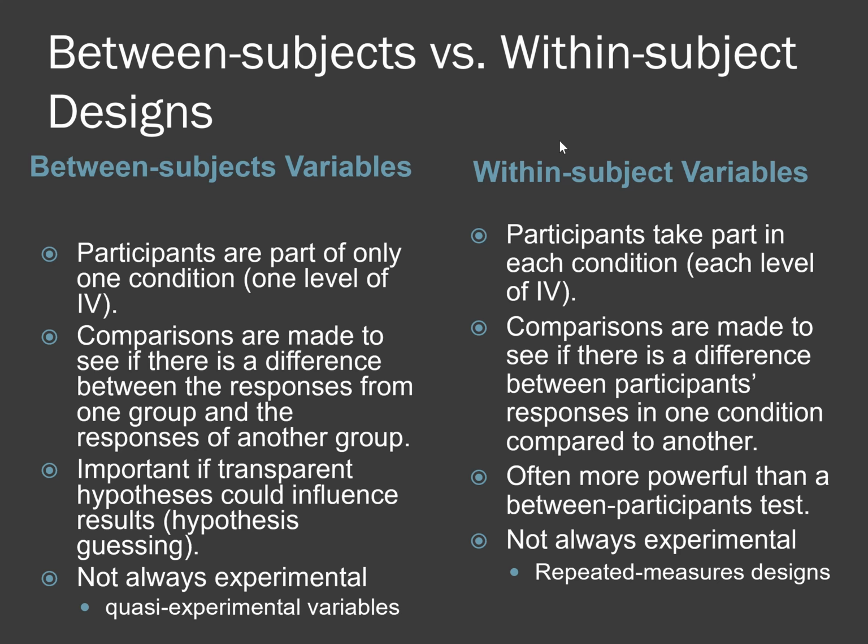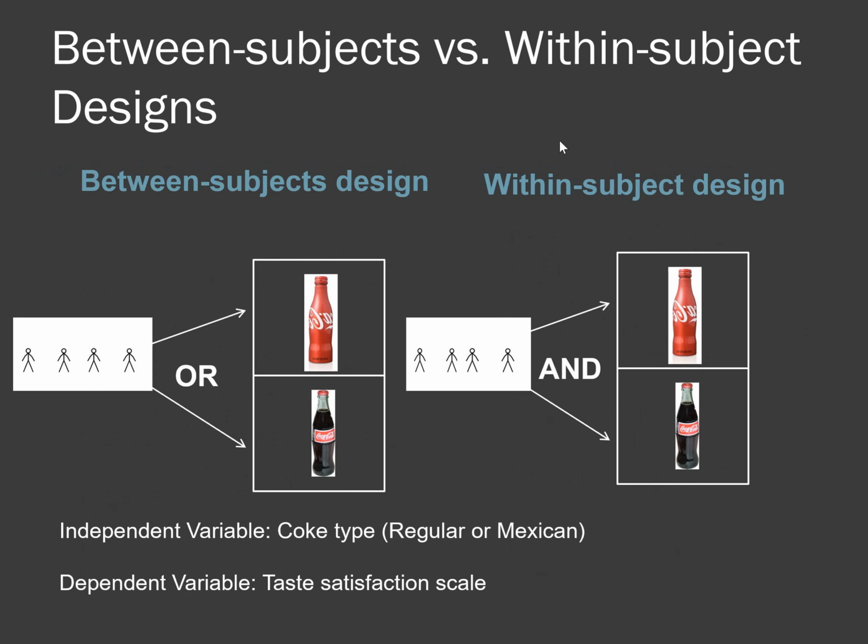Assuming the outcome is interval ratio. So here's kind of a silly example using different types of Coca-Cola. There's Mexican Coca-Cola and American Coca-Cola, and let's say our dependent variable is some hypothetical taste satisfaction scale that we're going to assume is approximately interval in its measurement. So our independent variable then is Coke type, Mexican or American Coca-Cola.